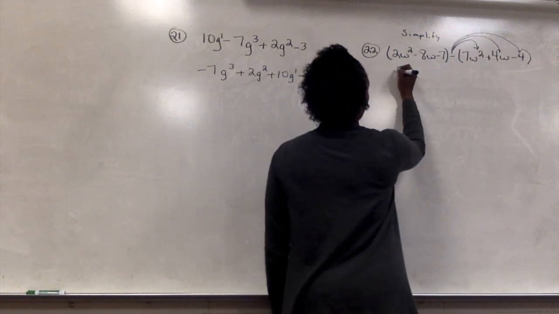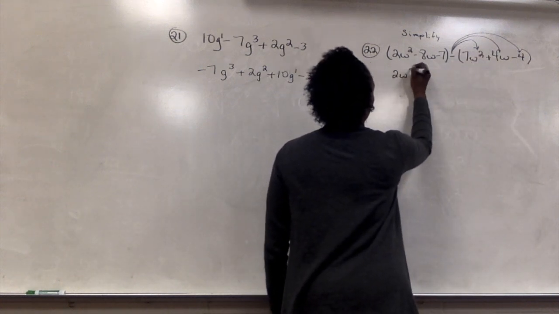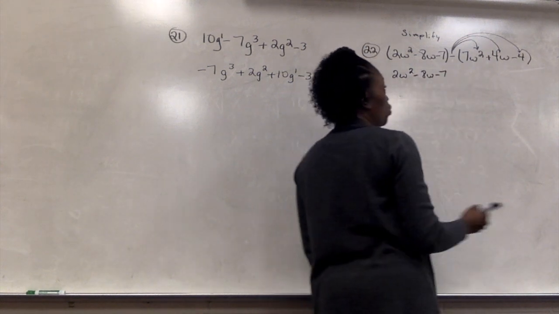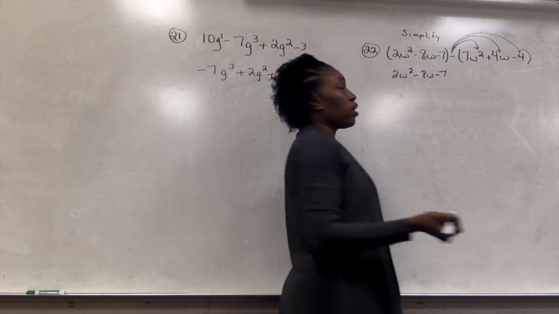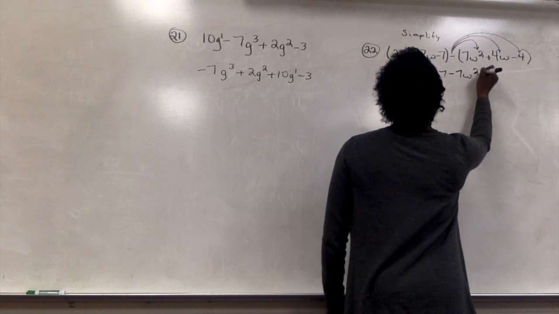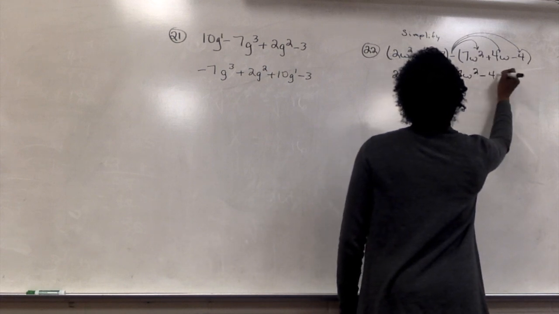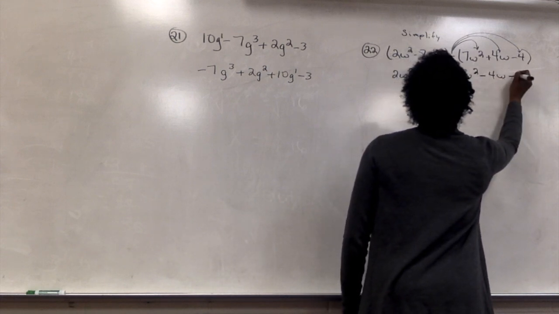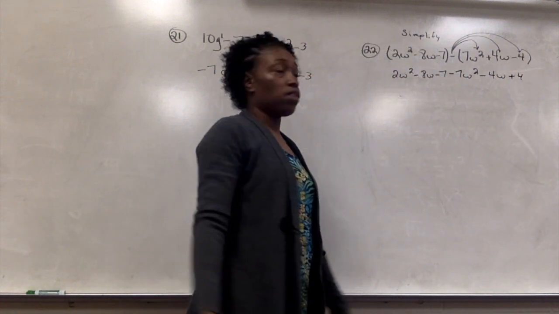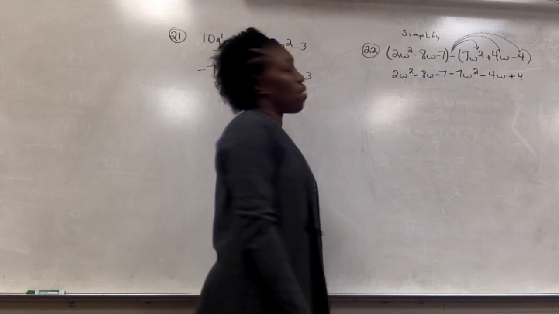So I'm going to rewrite my first expression. And then I'm going to do distributive property with my negative 1. That becomes a minus 7w squared minus 4w plus 4. Now we have gotten rid of our parentheses. Our next step is to add like terms.